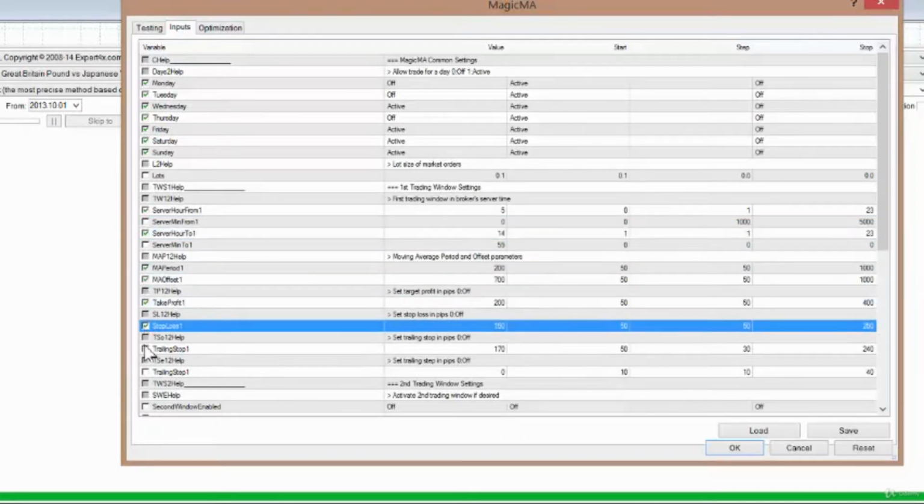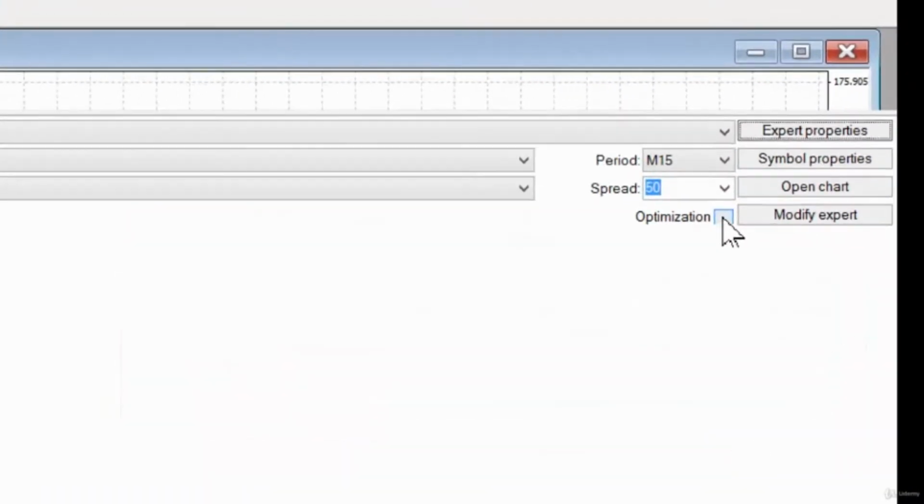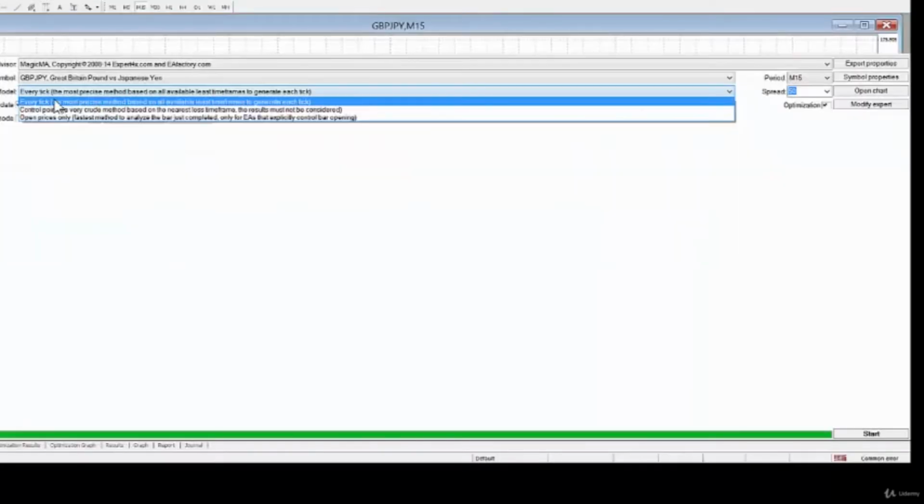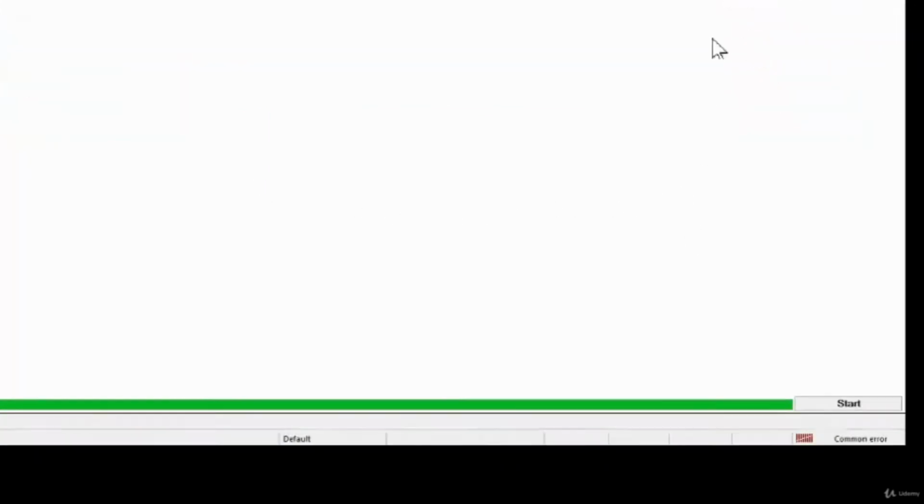Take profit, stop loss and trailing stop. So I've ticked all the inputs that we have. We're not going to test for lots, we're not going to test for minutes, and we're not going to worry about trailing stop steps. So we say yes, okay, and we tick optimization, and we make sure that that setting is no longer on ticks but on open prices. Okay, so let's start this process.